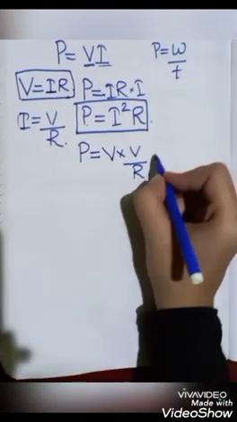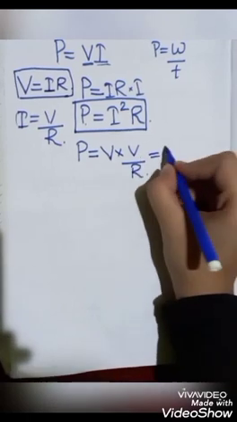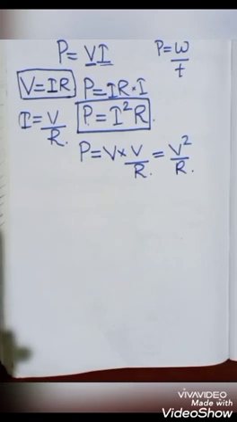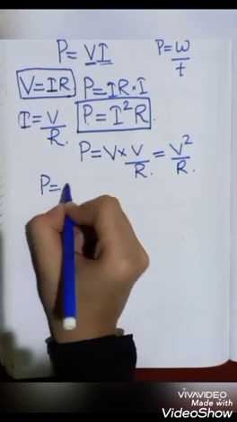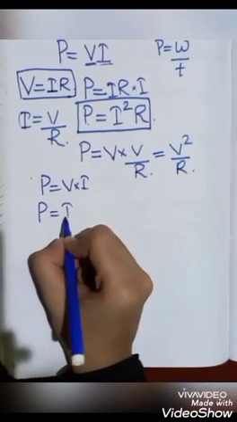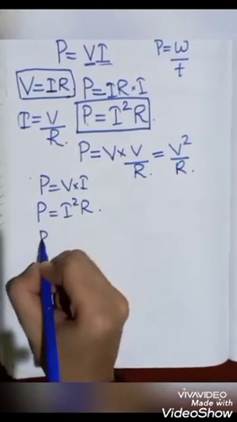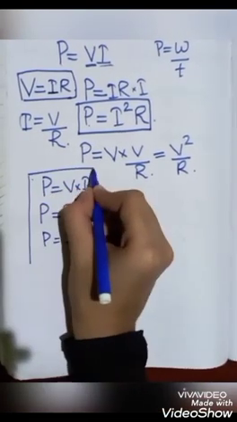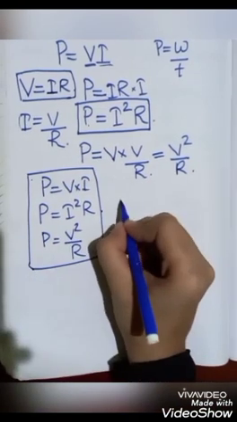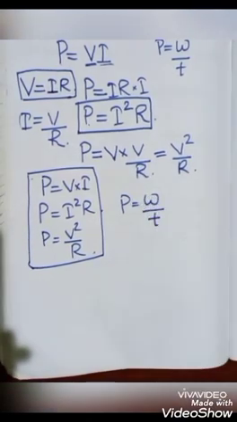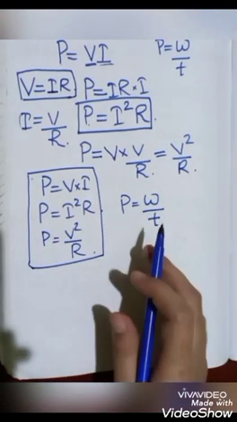Okay. Then V into V, it is V square by R. Here we get 3 equations for power: P is equal to V into I, P is equal to I square R, and P is equal to V square by R. This is very important, and there is another equation also, P is equal to W by T, that is work done by time. We have to do some problems relating to these equations.